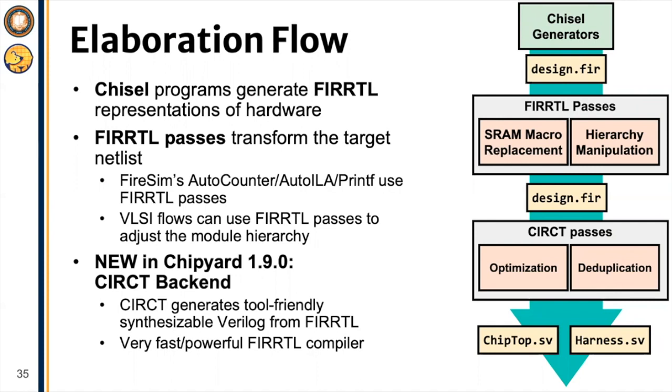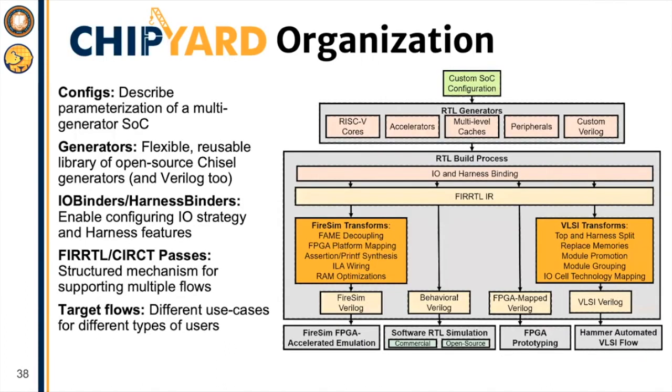And then once this FIRRTL has been transformed, it's new in Chipyard 1.9 as well, we actually use CIRCT for the final stage Verilog generation, to synthesize tool-friendly, synthesizable Verilog from the FIRRTL that our Chisel generators have submitted. And CIRCT is a very fast and powerful FIRRTL compiler, and it can generate very large designs very quickly, which you'll see later.